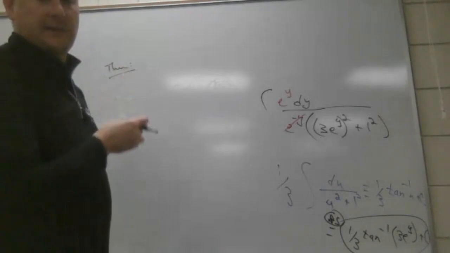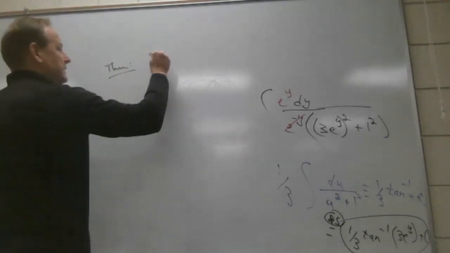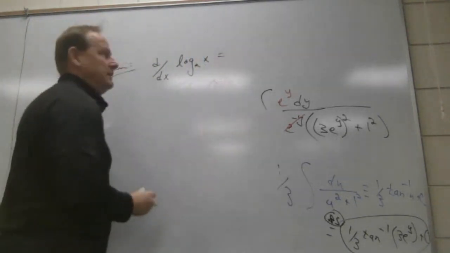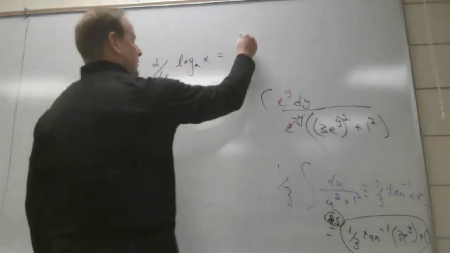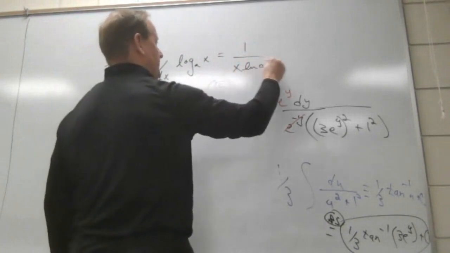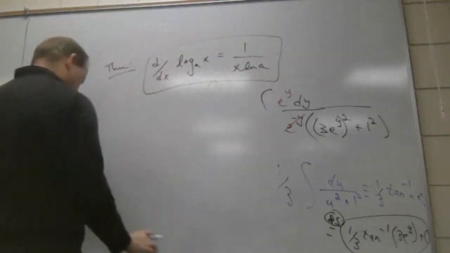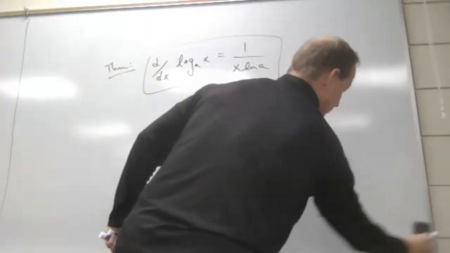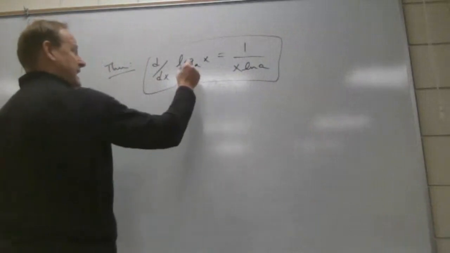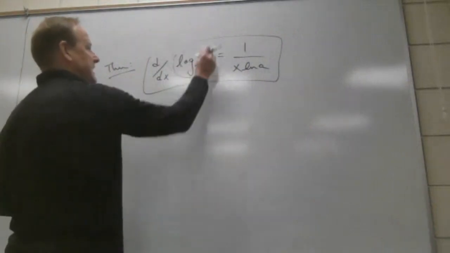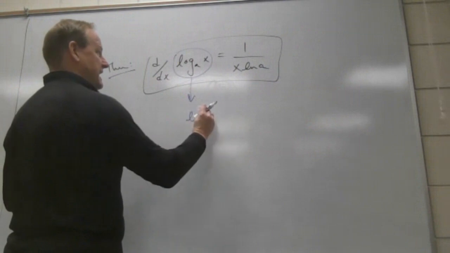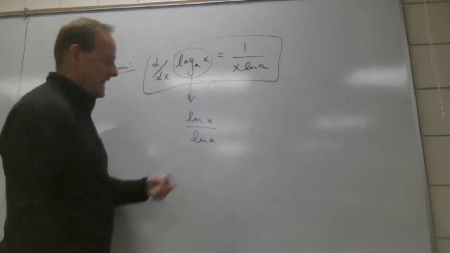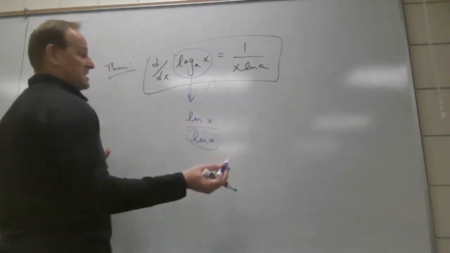If I want the derivative with respect to x of log base a of x, you need to know this. This is 1 over x natural log of a, right? So if you want to know that, that'd be great. There were a lot of formulas, but how could I rewrite log base a of x? I could rewrite that as the natural log of x over the natural log of a, right? And natural log of a is a constant, so that's just a number.